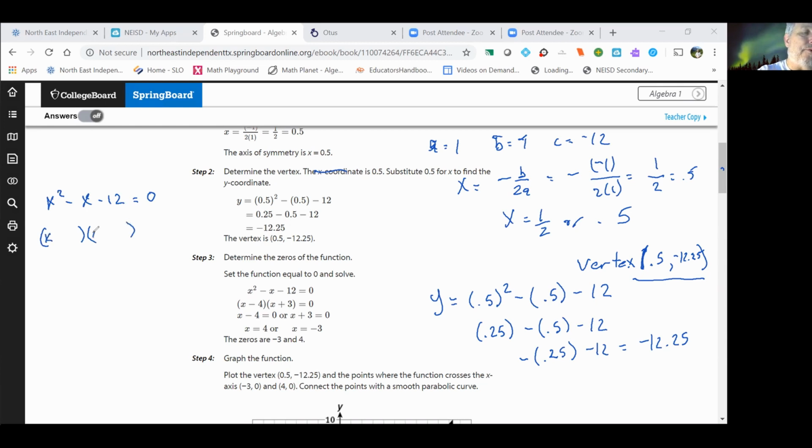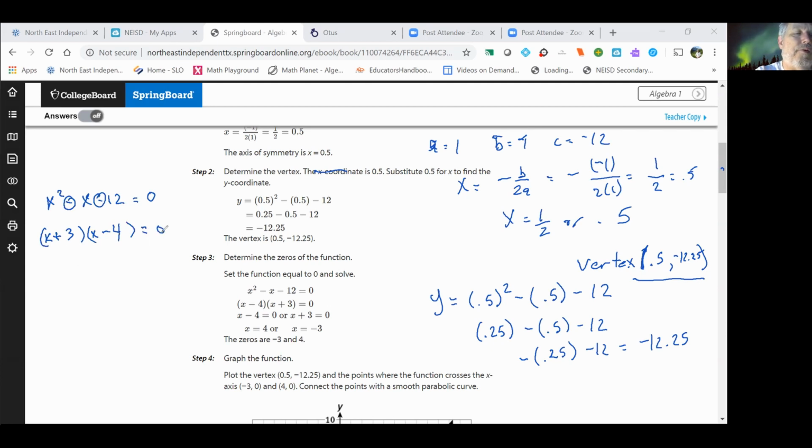X squared means the first term in each factor is going to be an x. The second sign tells me their signs are going to be different. The first sign tells me the sign of the larger factor. We're looking for factors of 12 that, when you subtract them, give 1. Of course that's 4 times 3, since 4 minus 3 is equal to 1. And since the answer has to be negative, the larger one has to be the negative. So we have x plus 3 times x minus 4 equal to 0.